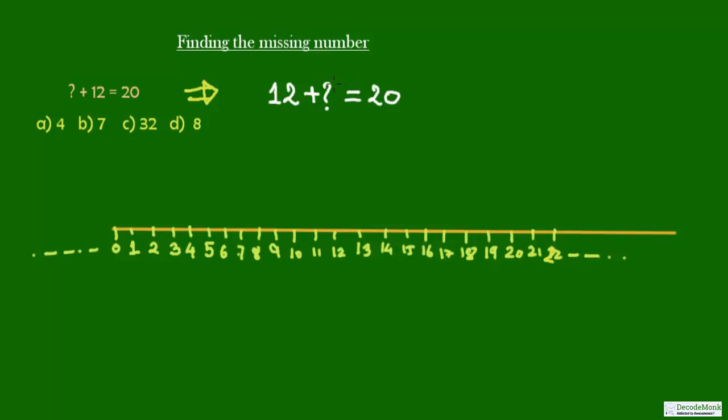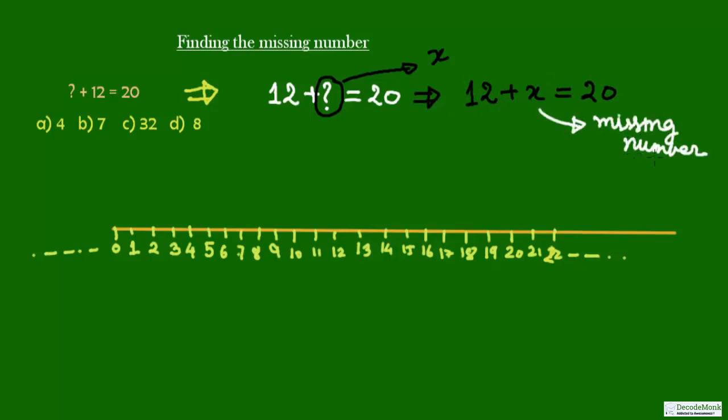One thing I want to tell you at this point of time is that we can replace this particular question mark. We may or may not, I am not insisting, but this will help in answering such questions later. We can replace this question mark by any letter of the English alphabet. I am replacing that by letter X. 12 plus X equal to 20, where X represents the missing number. It may be Y, it may be Z. You may take any alphabet of English. This is just for convenience.